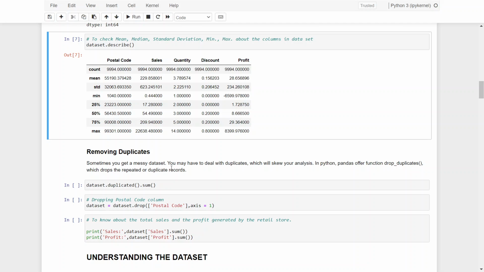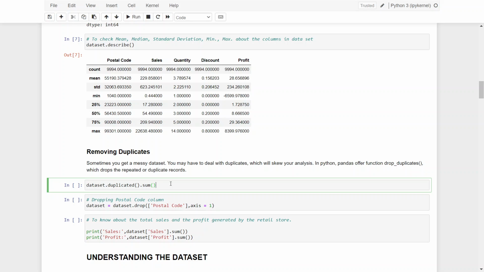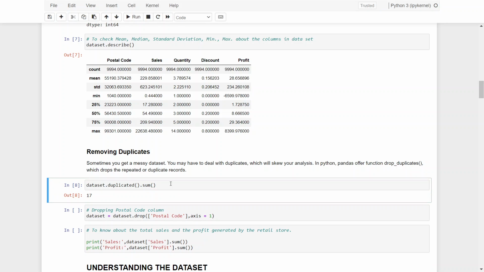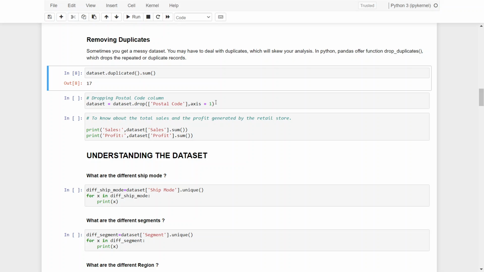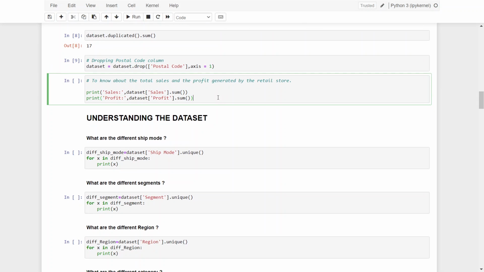Sometimes you may get a messy dataset. You have to deal with the duplicates. In Python, Pandas offers the function drop_duplicates, while duplicated shows the repeated rows. So I am going to run this command, and there are 17 duplicated rows. And I'm going to drop the postal code as it is not needed for our exploratory data analysis. So I'm going to drop it. Yes, the postal code is dropped.